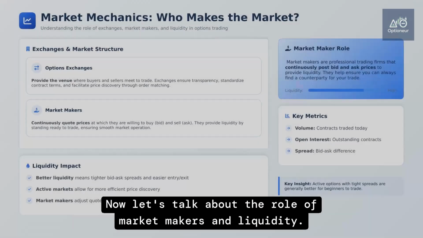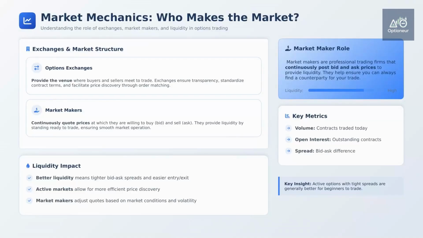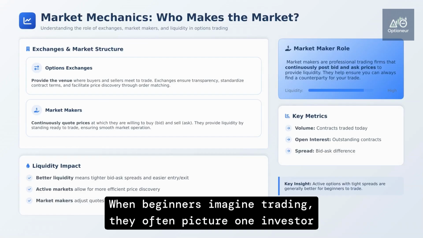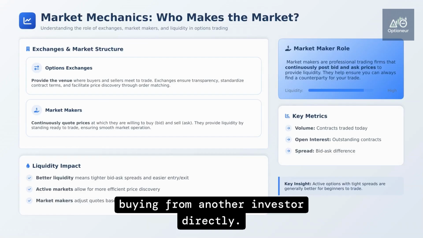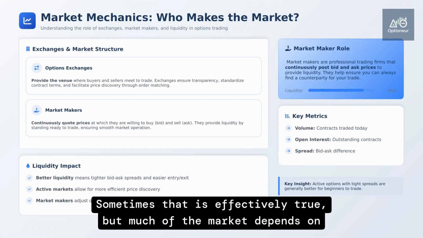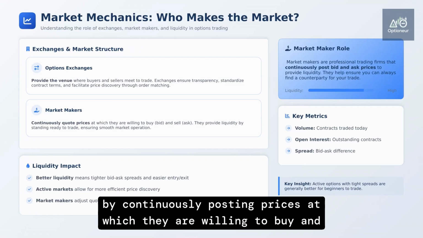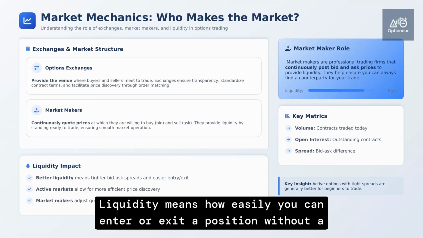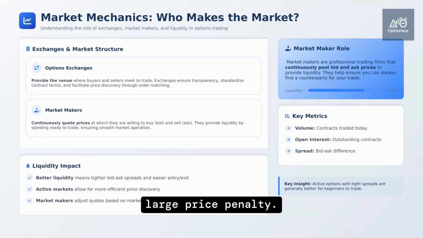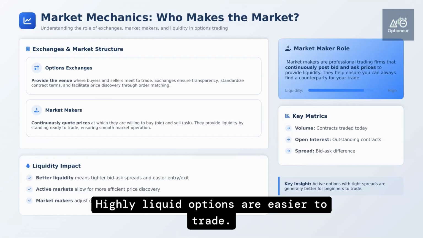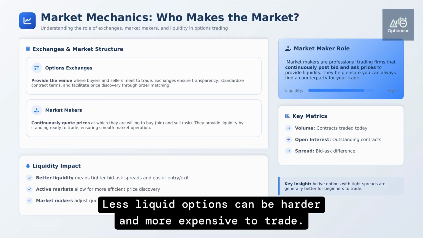Now let's talk about the role of market makers and liquidity. When beginners imagine trading, they often picture one investor buying from another investor directly. Sometimes that is effectively true, but much of the market depends on professional trading firms called market makers. Market makers help keep the options market active by continuously posting prices at which they're willing to buy and sell. This helps create liquidity. Liquidity means how easily you can enter or exit a position without a large price penalty. Highly liquid options are easier to trade. Less liquid options can be harder and more expensive to trade.